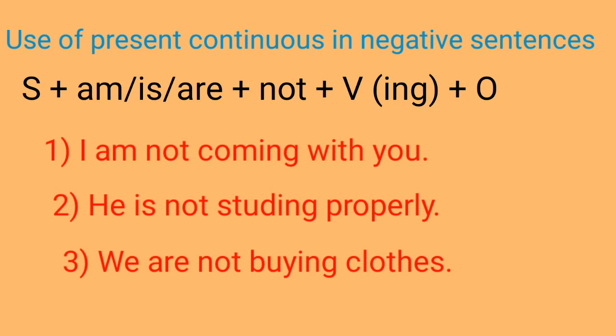And the verbs after which we need to use an adjective, such verbs are known as transitive verbs. So this way you can make negative sentences of present continuous. Now let's see how to use present continuous in interrogative sentences.